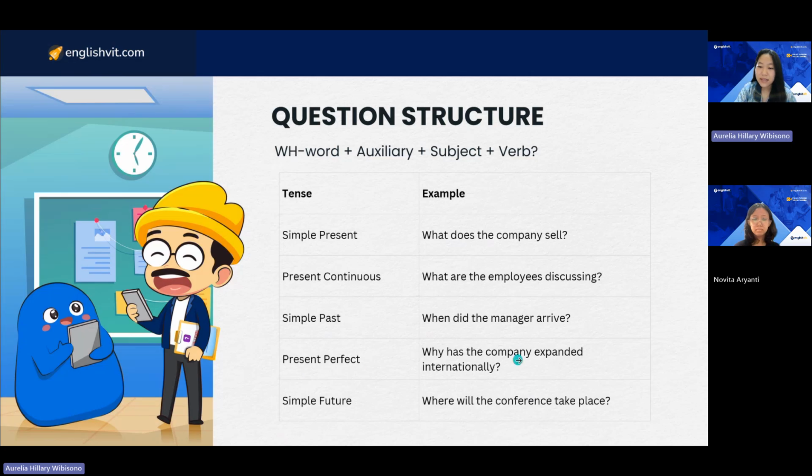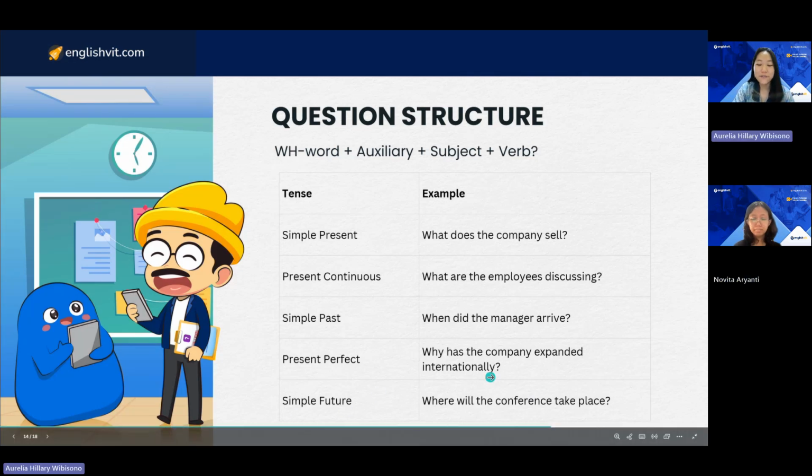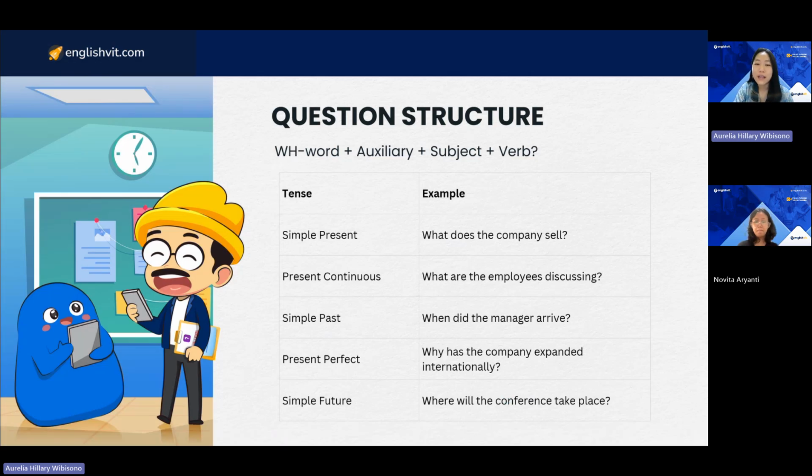Present perfect. Why has the company expanded internationally? The company has felt it is necessary to expand to another country. That's how you paraphrase it. Oh, okay. Simple future. Where will the conference take place? The event will be held in Jakarta.